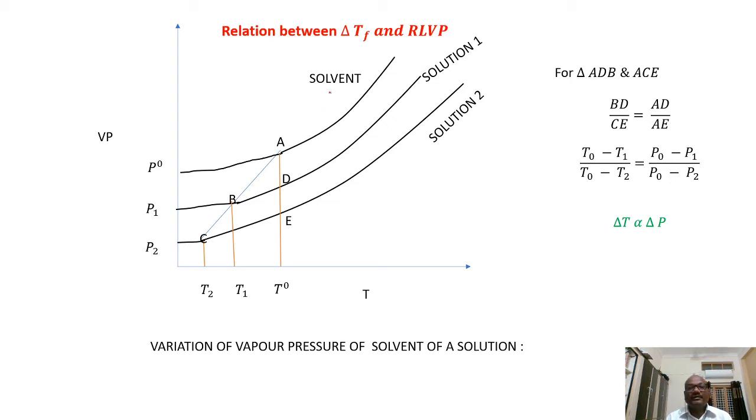In a given solvent, we have dissolved a specified amount of a non-volatile solute to form solution 1. Next, solution 2 is a more concentrated solution compared to solution 1. For these systems, the solvent, solution 1 and solution 2, we are drawing the graph of vapor pressure versus temperature. We know that the graph of vapor pressure versus temperature is an exponential curve.